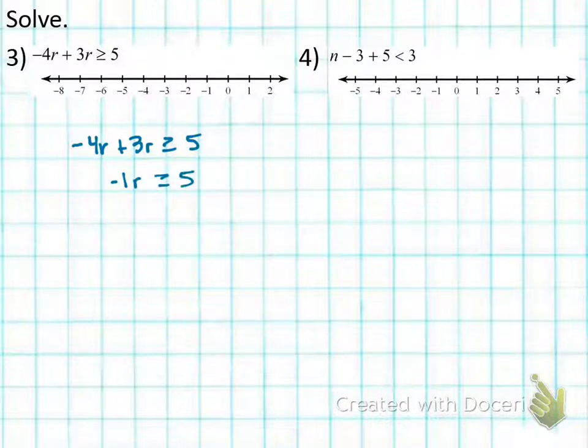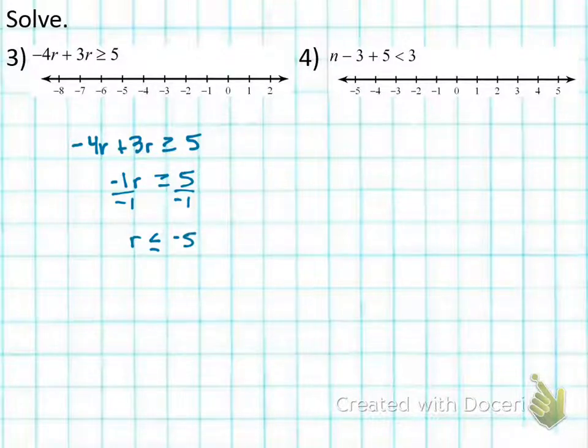Okay. Is R by itself yet? No. What do I need to do to both sides? Divide by what? Good. What happens when I divide by a negative number? You flip which sign? Good. The inequality sign. So we flipped it. R is less than or equal to negative 5.